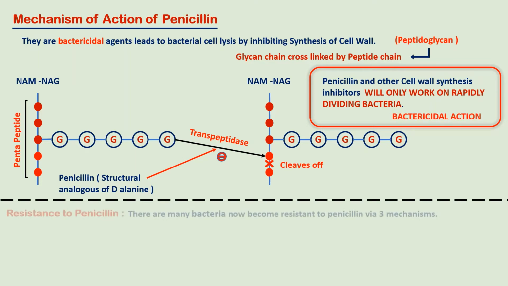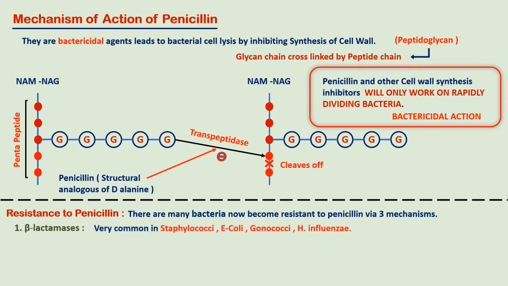There are many bacteria that are resistant to penicillin, and this is attained by three main mechanisms. First is via the production of beta-lactamases, which are enzymes that cleave the specific susceptible bond in the beta-lactam ring of the antibiotic. This type of resistance is common in Staphylococci, E.